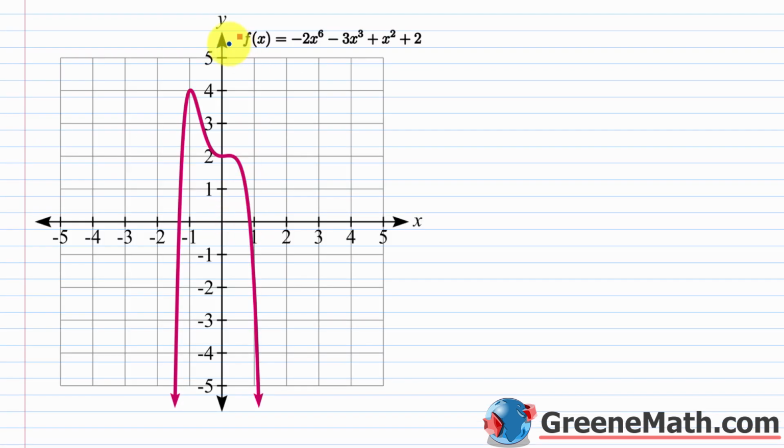So looking at this guy, here's your f of x equals negative 2x to the sixth power minus 3x cubed plus x squared plus 2. Again, it falls to the left and falls to the right.